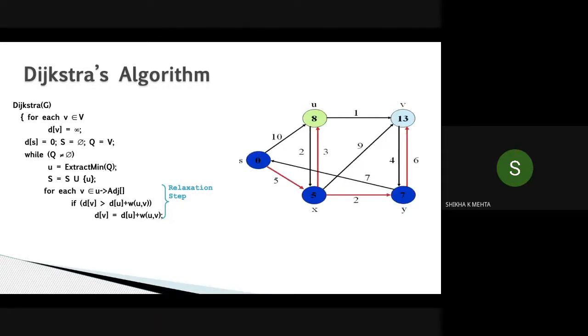Right. So now we see the next selected vertex, between 8 and 13, that is 8. So here you can see we are selecting the extract min. So U is equal to extract min, the vertex which is having the minimum value. So you can see how many times we are going to call the extract min.